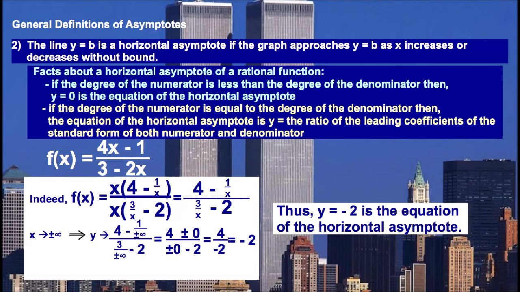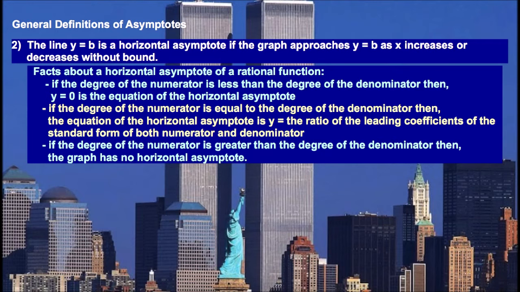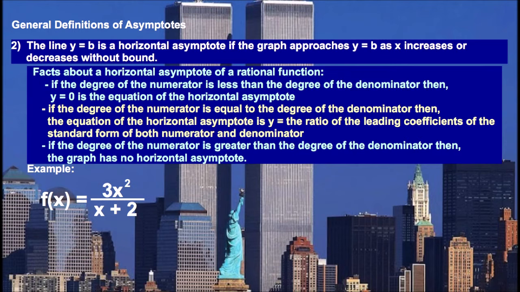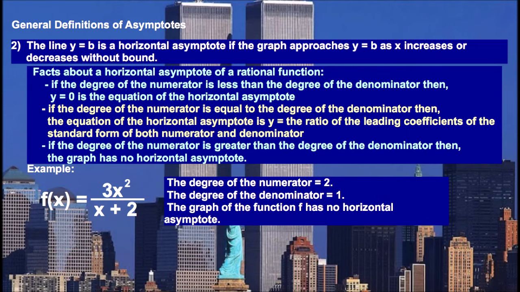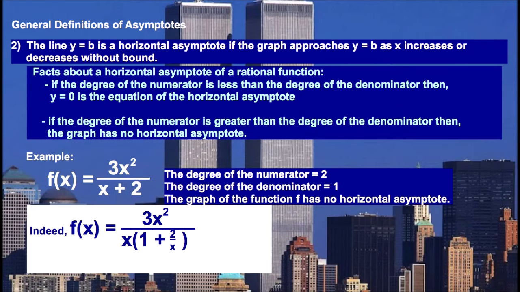Thus, y equals negative 2 is the equation of the horizontal asymptote. If the degree of the numerator is greater than the degree of the denominator, then the graph has no horizontal asymptote. Example: f of x equals 3x squared, everything over x plus 2. The degree of the numerator equals 2. The degree of the denominator equals 1. The graph of the function f has no horizontal asymptote.